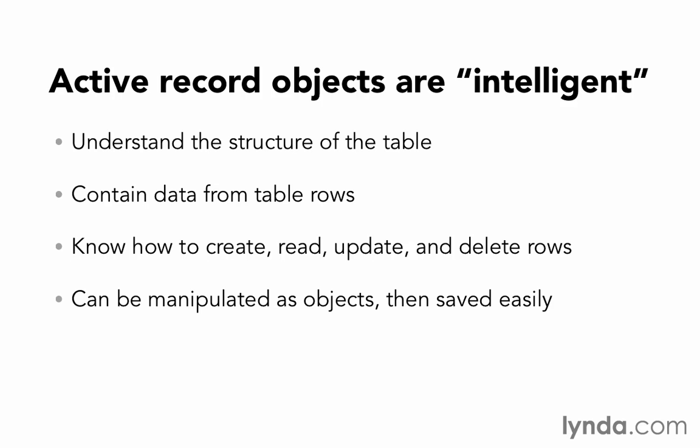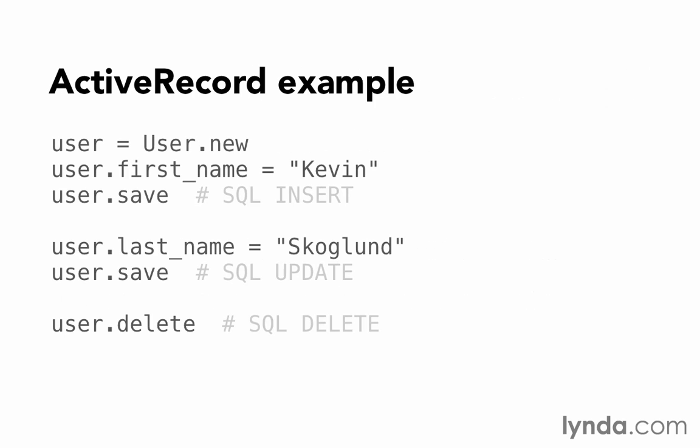Let's see an example to give you a feel for it. In this example, I start out by setting the variable user equal to a new instance of the class user, which is going to be an active record class. Next, I set the attribute for first name equal to Kevin. Then I can call user.save. With that one simple command, I've now written an SQL insert statement and inserted that row into the database. This is much easier than writing raw SQL, especially once our objects become much more complex.